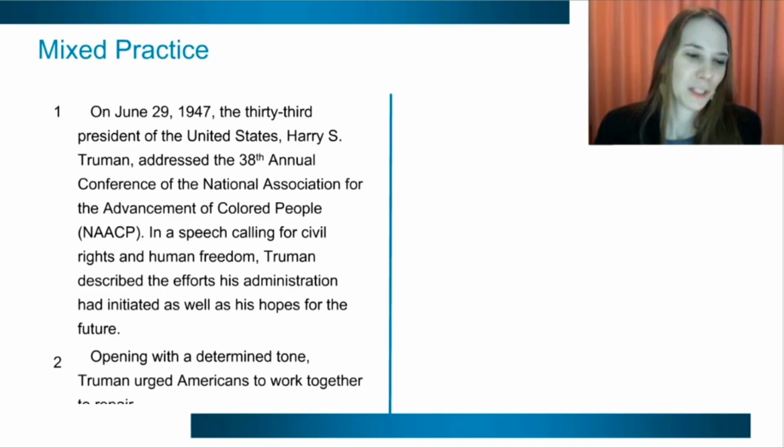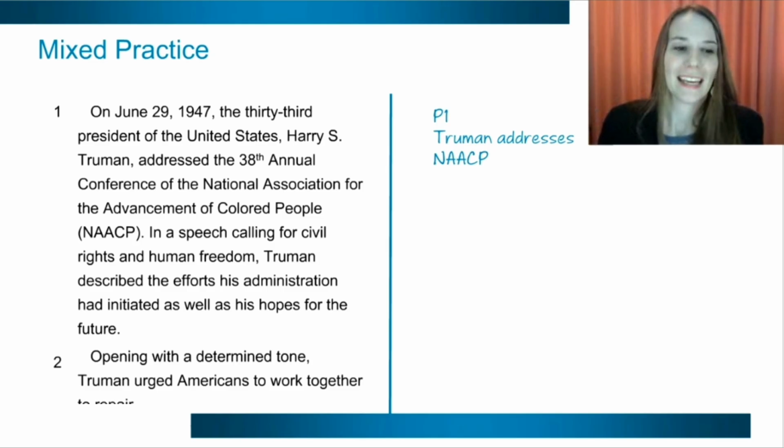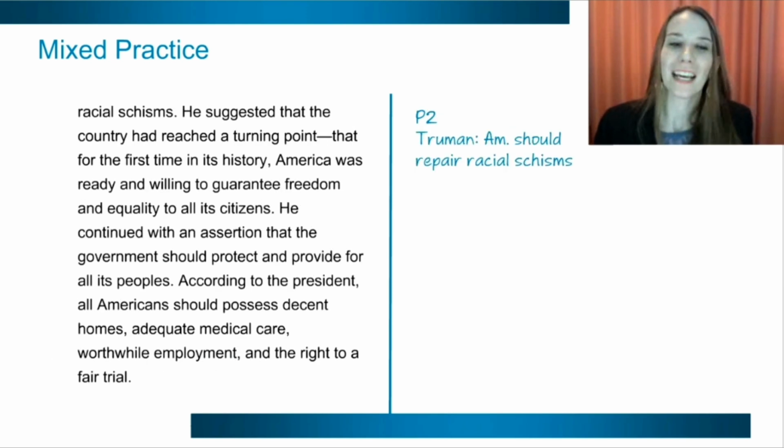So here in this first paragraph, they give you a sense of what's happening. Here Truman is addressing the NAACP. You can see here that it says Truman described his efforts and his hopes for the future. All right, so now we're going to learn what exactly that means. And in the second paragraph, Truman makes his claim. He makes an assertion right here. So here's another word that's indicating that you've got some sort of claim statement. Americans should repair these racial schisms that are taking place.